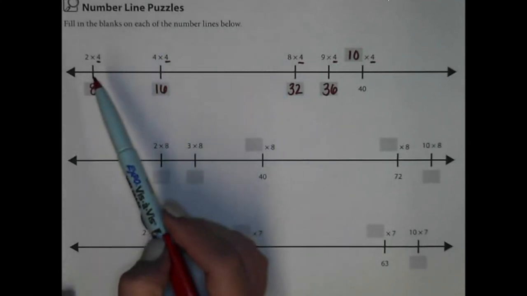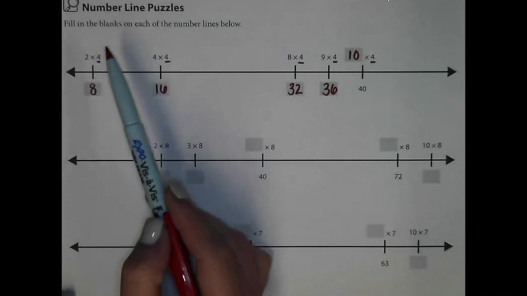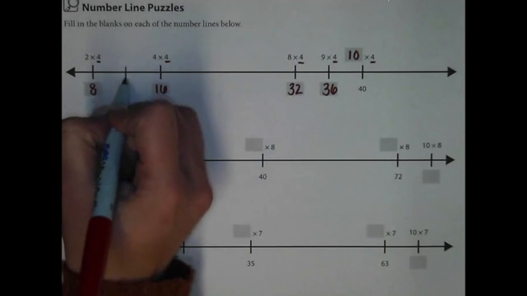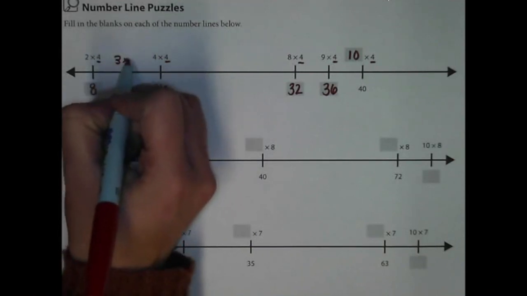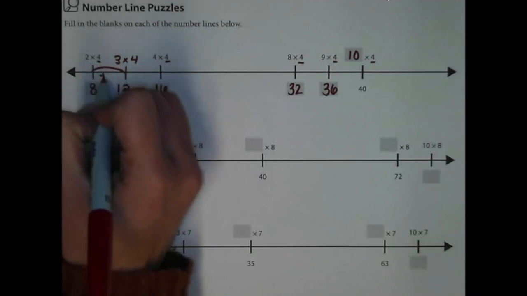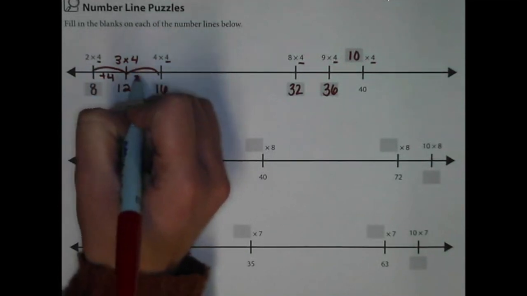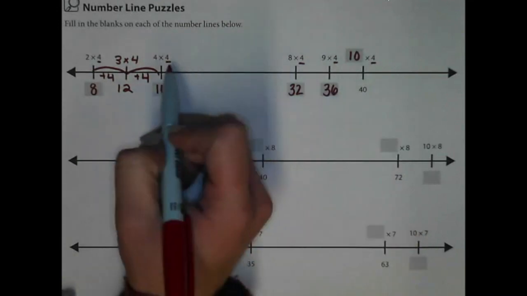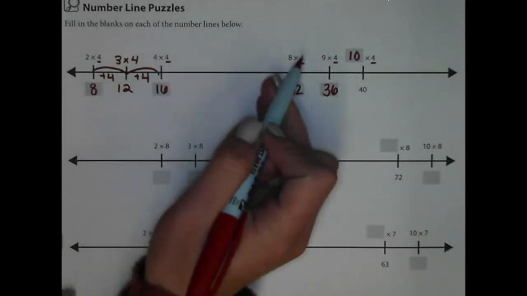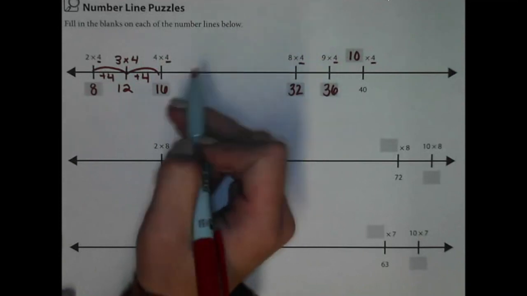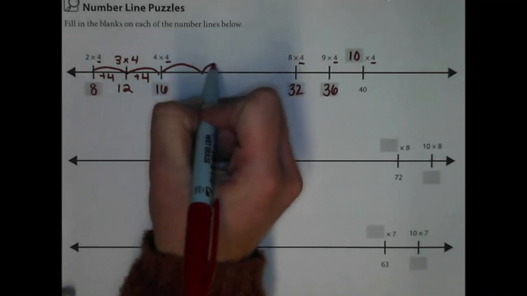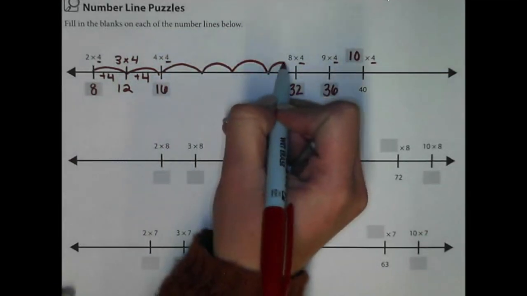For this one, we started out with 2 times 4, and then we jumped all the way to 4 times 4. So you told me that in between here had to be 3 times 4. So that I made one jump of 4 and another jump of 4. And then, going from 4 to 8, that was 4 jumps of 4, because the difference between 8 and 4 is 4. So we made 1, 2, 3, 4 jumps.